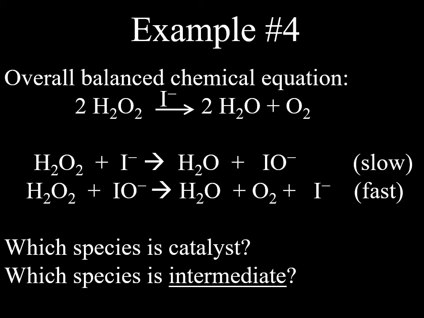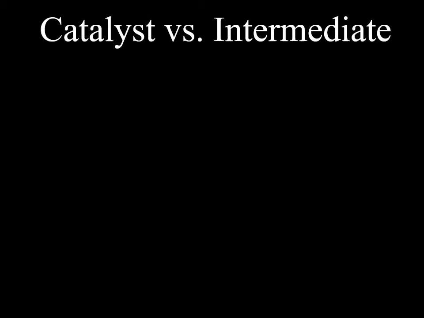So looking at my 2 reaction mechanism steps, just kind of reviewing stuff. Which species is the catalyst here? I minus. Which species is the intermediate here? IO minus. See how that would cancel out?